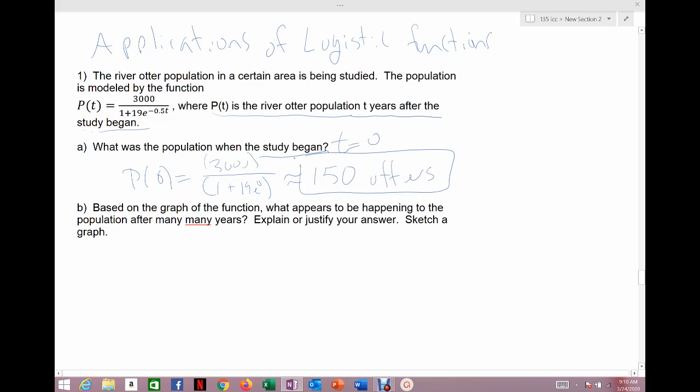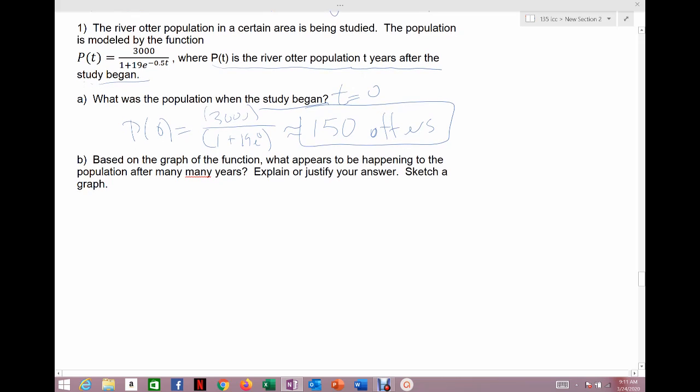So 150 otters, if you can read that. We're going to do a lot of this graphically, so we're going to base it on the graph. I'm going to graph the function, and then we'll explain and justify your answer. Based on the graph of the function, what appears to be happening after many, many years? I'm going to graph P of T in the calculator.